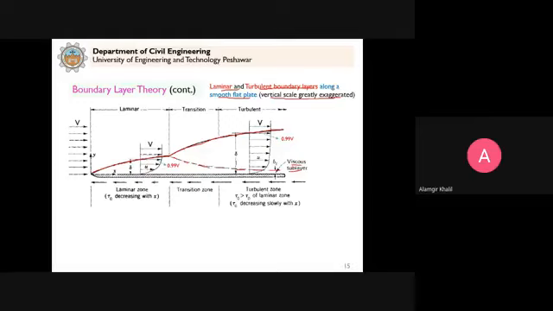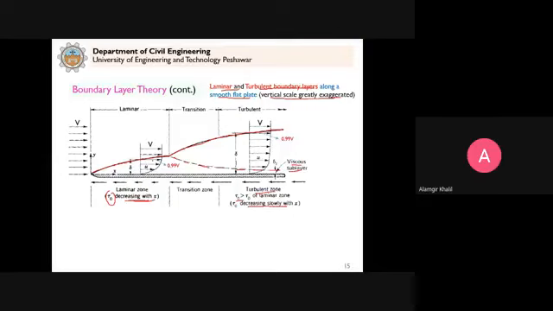Clear? So in the laminar zone, the wall shear stress is decreasing with x. Clear? Because the resistance is transferred up and up to the outer side. And you can see that in turbulent flow, the shear stress is more than the shear for laminar, but it decreases slowly with x. So this we study in detail.